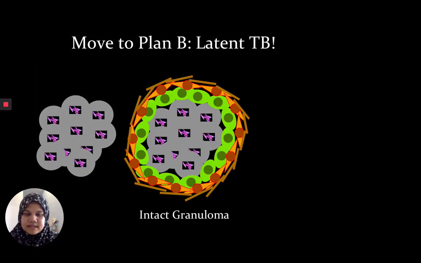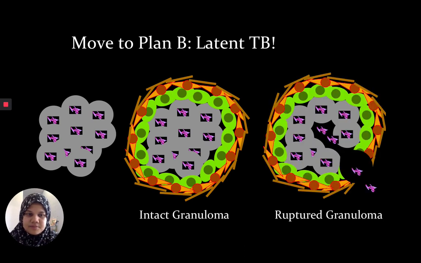So this is a little funny cartoon that I made to show what happens. If you've got it contained, you call it an intact granuloma, and then if this has turned into soup, the bacteria start multiplying, it ruptures, and then it gets out.